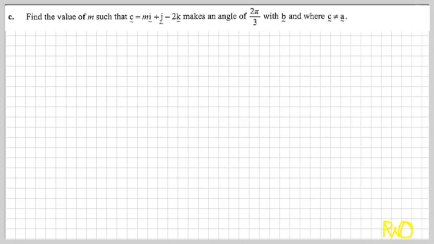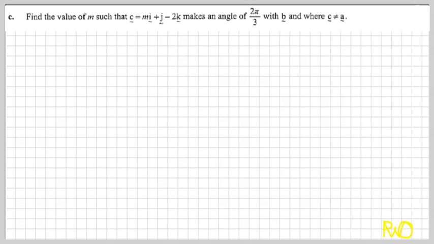Find the angle in degrees that C makes with A, correct to 1 decimal place. Now, oh, find the value of M. So they're giving us a pronumeral there. Find the value of M such that C equals this thing. And they've given you the angle, 2 pi on 3. And for some reason they're telling us this, which I'm not quite sure what that means at this stage, but we'll just keep an eye on that.